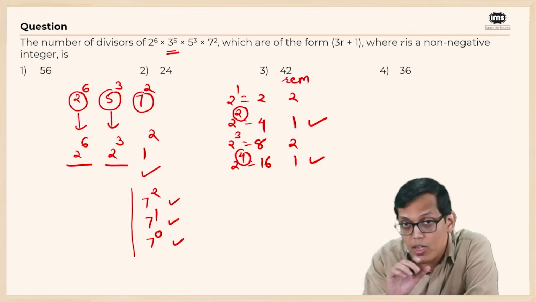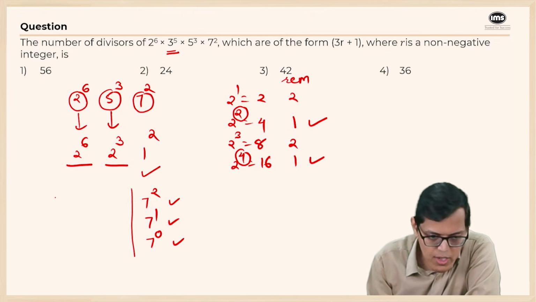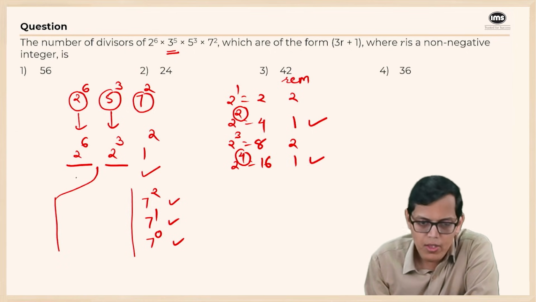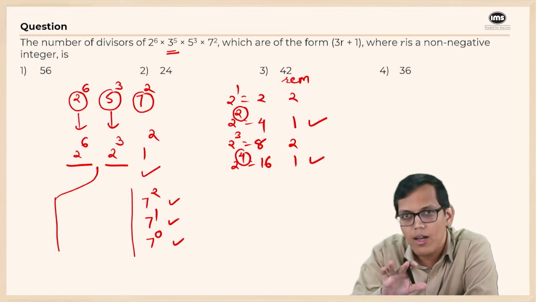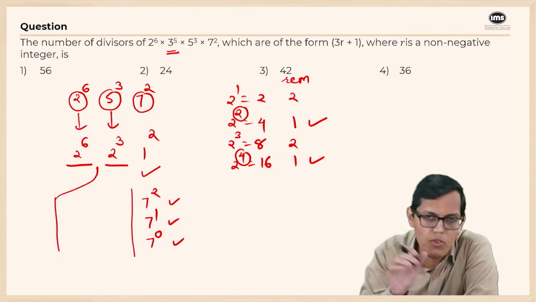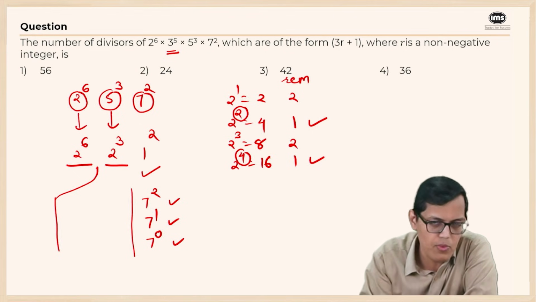Now how can we get an even number of 2's? Let's divide this discussion in two parts. 2 raised to 6 can supply an odd number of 2's, and 2 raised to 3 can also supply an odd number of 2's. Odd number of 2's plus odd number of 2's is an even number of 2's. Odd plus odd is even.